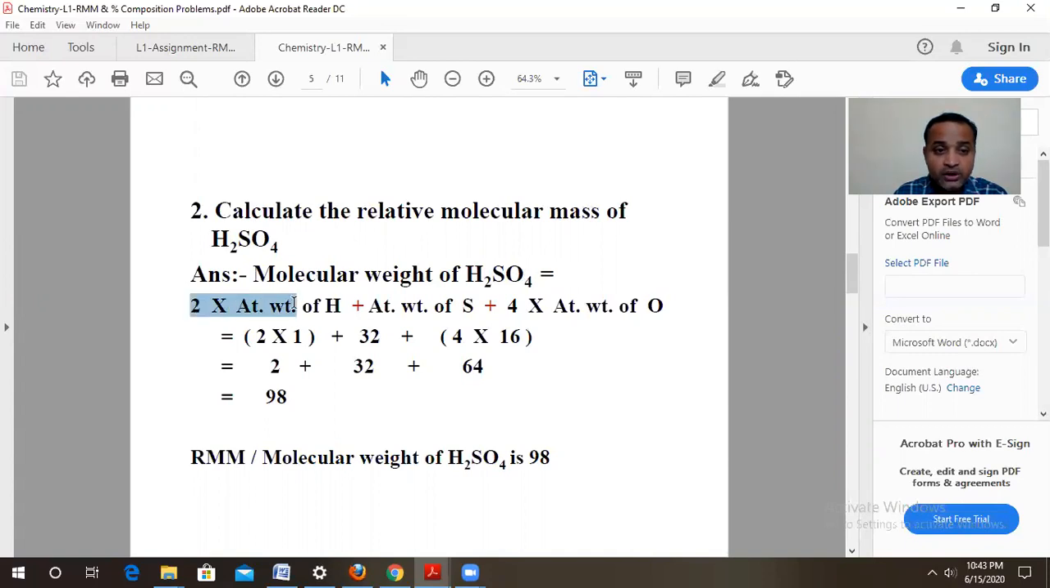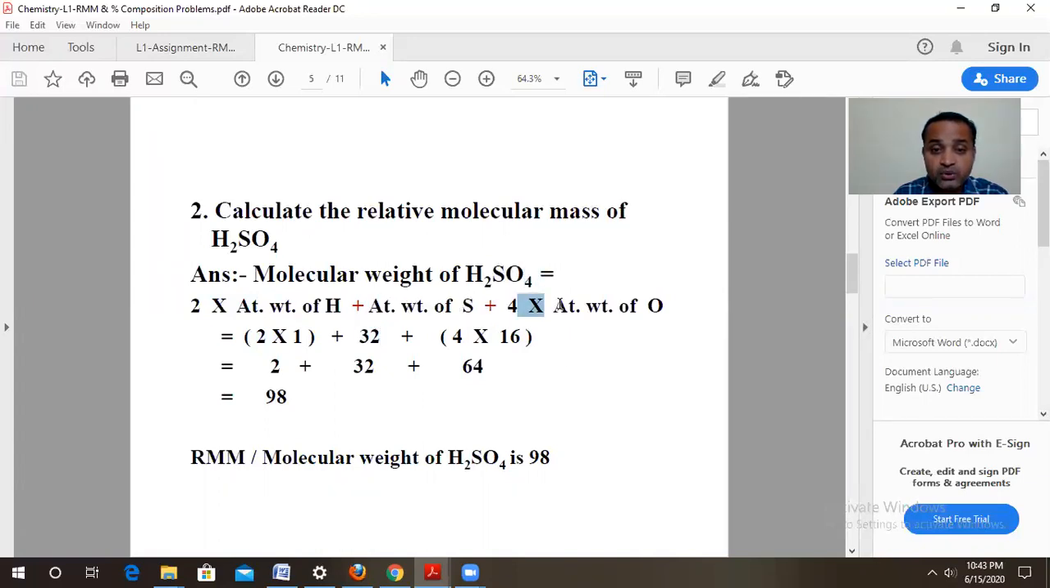So 2 into the atomic weight of hydrogen. That is 2 into 1. The atomic weight of hydrogen is 1. Therefore 2 into 1, plus the atomic weight of sulfur. How many sulfur are there, dear friends? There's only 1 sulfur in H2SO4. So plus 32, plus 4 oxygen atoms.